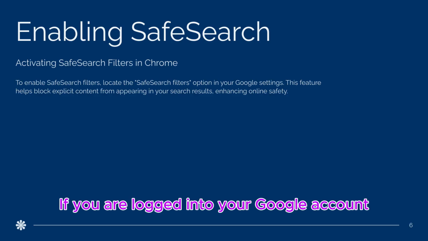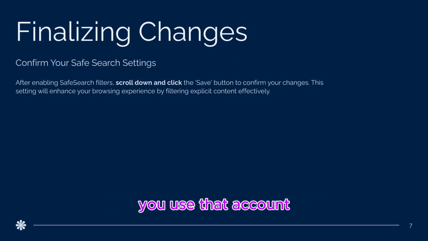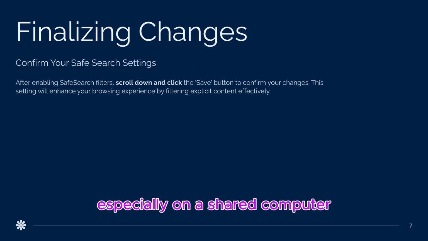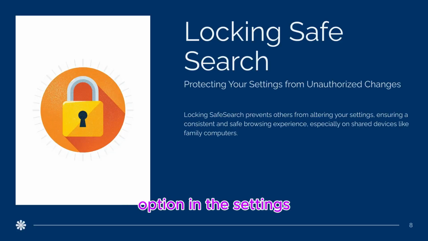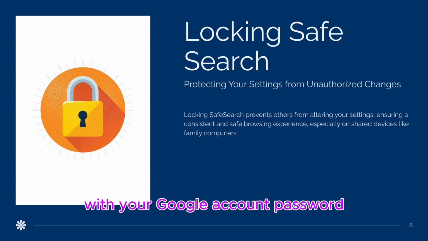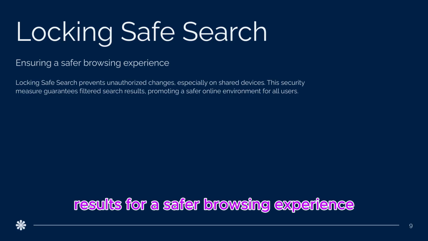If you are logged into your Google account, this setting will apply across all devices where you use that account. To lock SafeSearch so others can't change it, especially on a shared computer, look for the Lock SafeSearch option in the settings, which requires you to log in with your Google account password. This ensures filtered search results for a safer browsing experience.